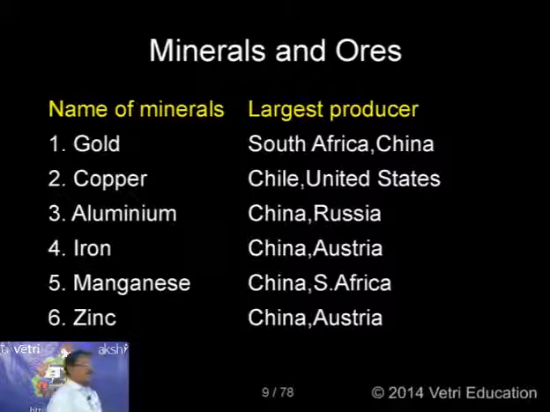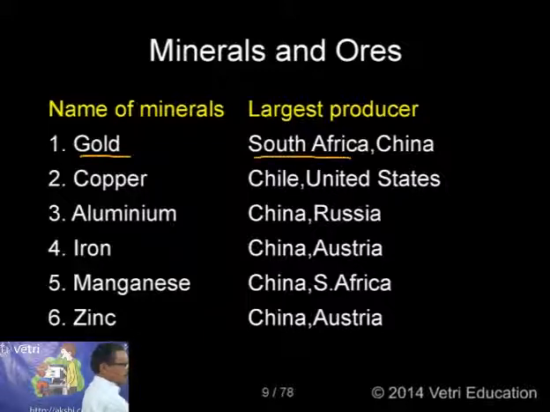Let me go for the minerals that are available in the largest producer of the world. Let me point out a few minerals. The largest producer, the country which produces the maximum quantity. So gold, number one mineral, which is available in South Africa and China. In South Africa, Kimberley is famous for diamond. So gold is available in South Africa and China.